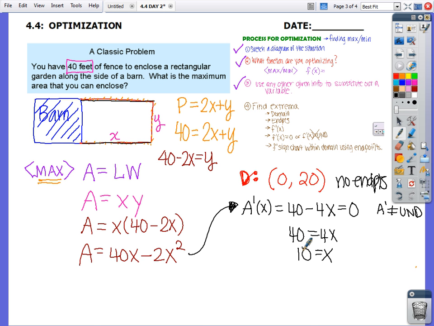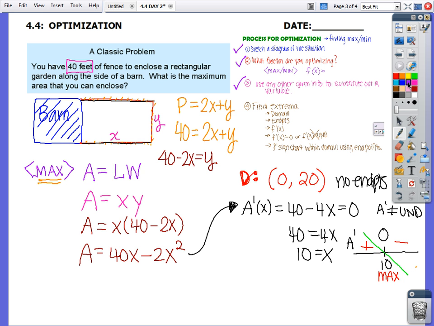So what is the maximum area that you can enclose? So I've figured out that x is equal to 10. I'm going to double check right now that that is actually a maximum because I don't want to get my problem wrong. So my A prime is 40 minus 4x. That's a line that slopes downward. That's what it would look like. So my sign change is positive to negative, so this is definitely a maximum.